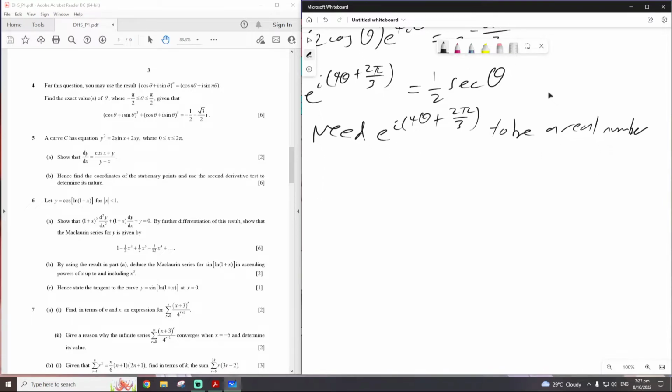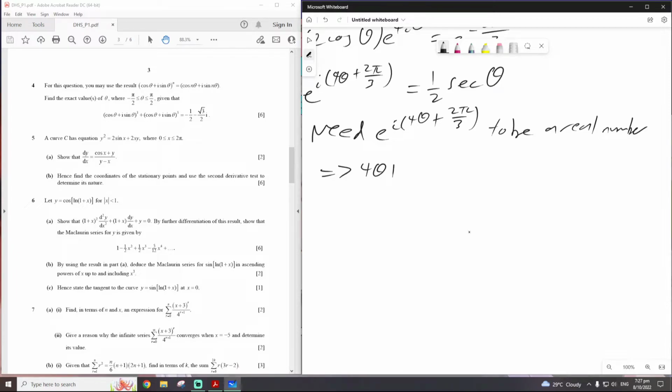And how can we get a real number out of this? If you draw your Argand diagram, you know the argument must be 0 or pi, right? So actually it needs to be a multiple of pi. So 4 theta plus 2 pi over 3 is a multiple of pi. And furthermore, we are given that negative pi over 2 is less than or equal to theta, less than or equal to positive pi over 2. So we will write down the possible values of theta.